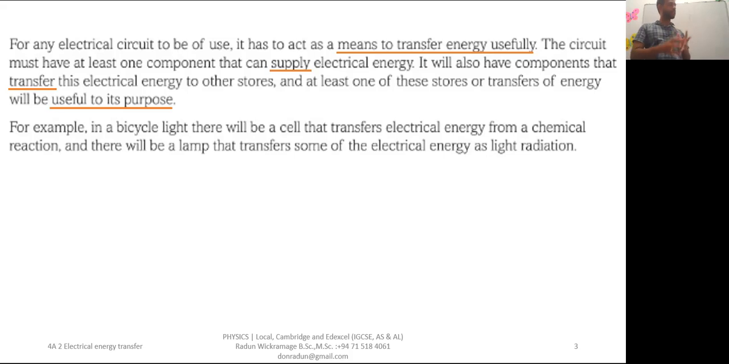So we use this electrical energy to our stores. For example, in a bicycle light, there will be a cell that transfers electrical energy from a chemical reaction. The chemical reaction has the energy, and we are converting that into electrical energy.